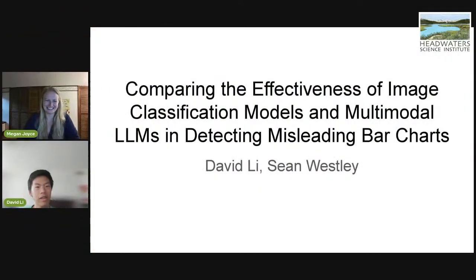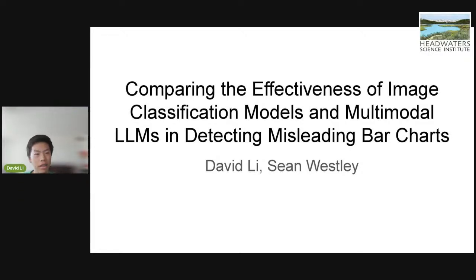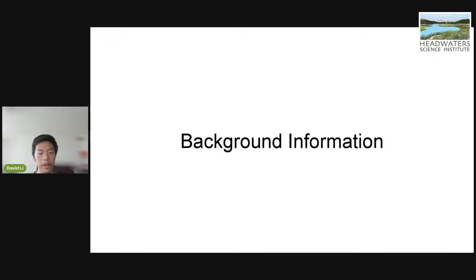Thank you, Sean. My name is David, and my study was on comparing the effectiveness of image classification models and multimodal large language models in detecting misleading bar charts. Let's first get through some background information.